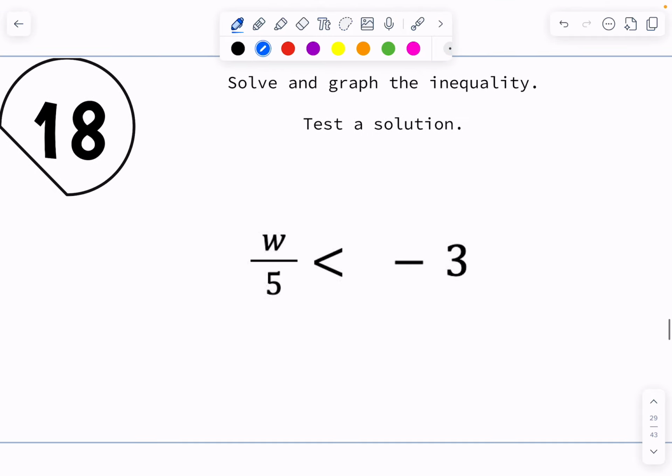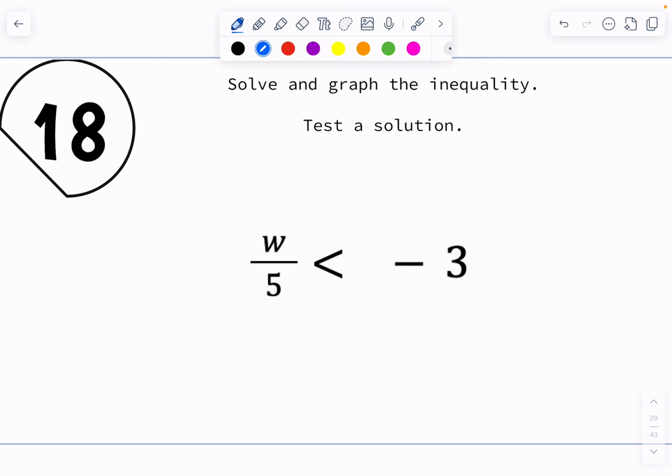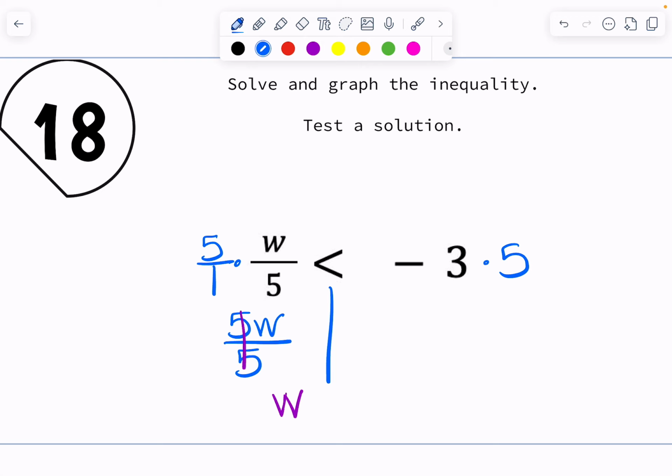All right, same thing is true with some division problems. So here we have w divided by 5 is less than negative 3. W is being divided by 5, so I want to undo that by multiplying by 5. As a reminder, when I multiply the left-hand side with the variable by 5, what's really happening is I end up with 5w divided by 5, where my 5's one out, leaving me with w alone. And then on the right-hand side, negative 3 times 5 gives me negative 15.